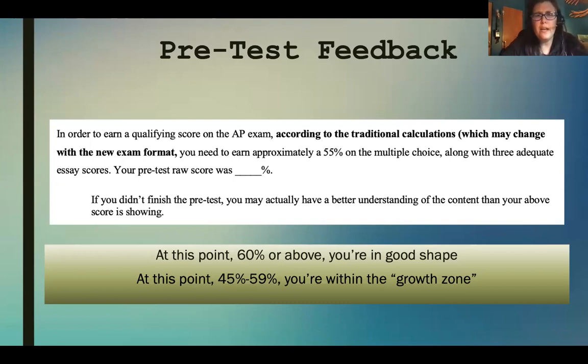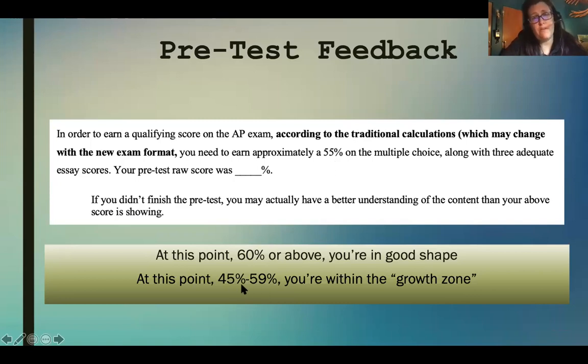At this point, if your pretest raw score was between 45 and 59, I'm not too concerned about you. You're within what I call the growth zone. You can reasonably improve that pretest score, that multiple choice score, between now and the exam by that much, which would put you in the range. And by the way, I'm using 60% as the range because we're not sure if the calculation will change. So I'm going a little bit higher than this traditional 55.